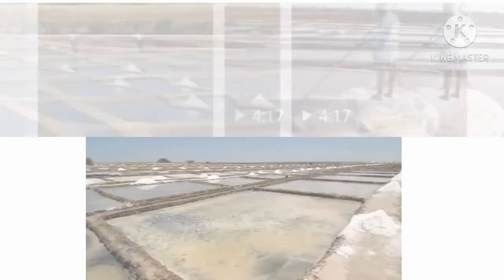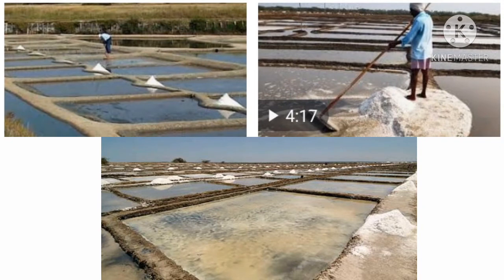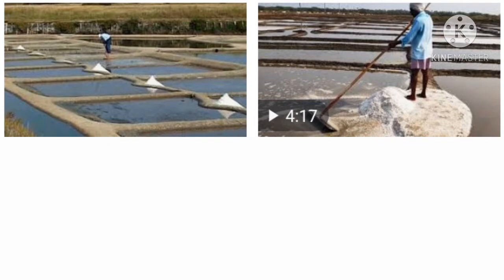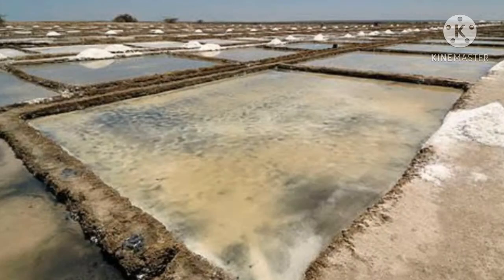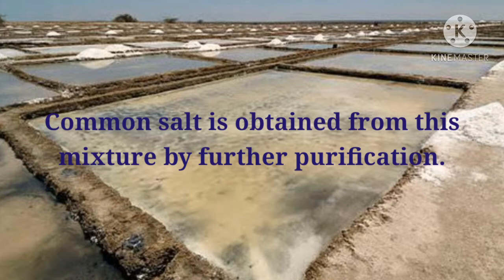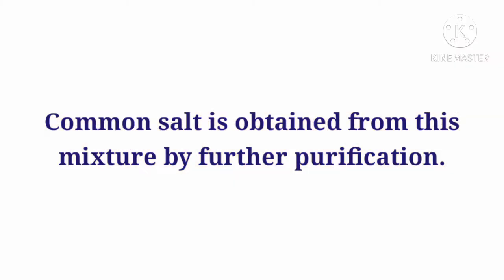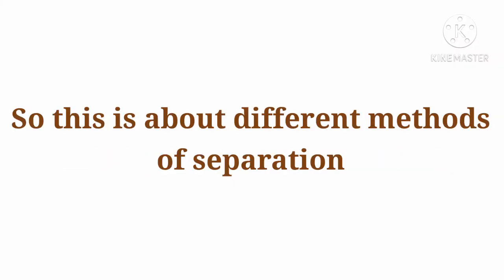Seawater is allowed to stand in a shallow pit. Water gets heated by sunlight and slowly turns into vapor. In few days, the water evaporates completely, leaving behind the solid salt. Common salt is obtained from this mixture by further purification. So this is about different methods of separation.